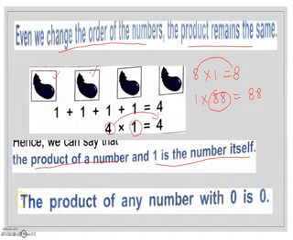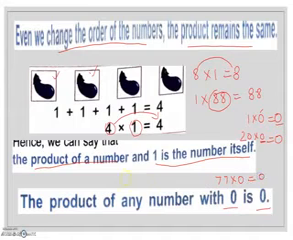And now we can see the next property, that is, if we multiply any number with 0, we will get 0 as the answer. That is, 1 into 0 is 0. If you multiply any number with 0, the answer will be 0. 20 into 0 is 0. And 77 into 0 is 0. 12 into 0 is 0. So the next property is, the product of any number with 0 is 0.